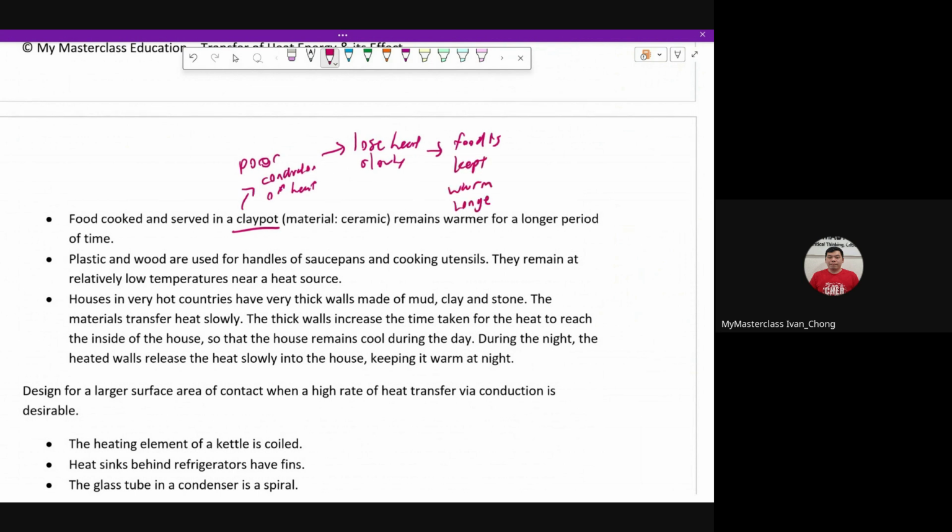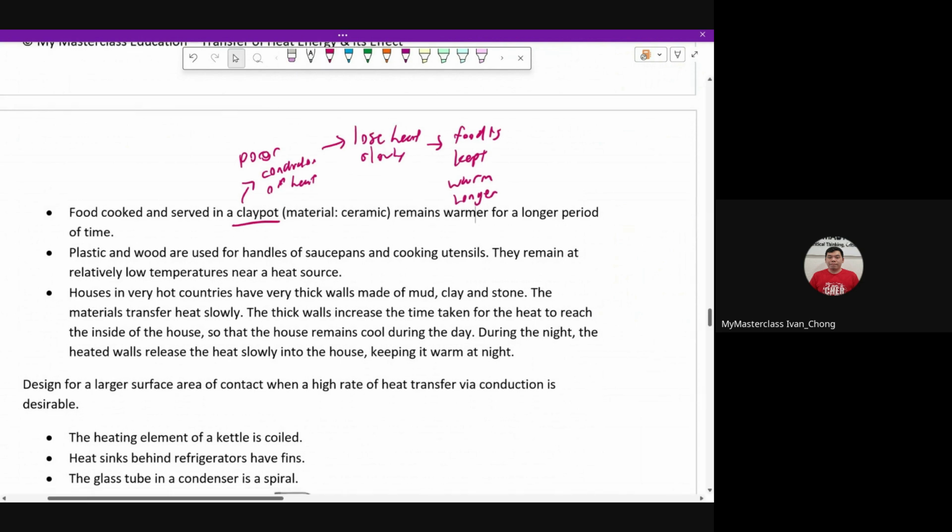Because it loses heat slowly, food is kept warm longer. Sometimes you see clay pot restaurants that cook clay pot dishes usually until quite a late time, because some people want to hang out at night, after midnight and so on. They are talking, but if you use clay pot to keep your food warm, you keep it warm for a very long period of time. So maybe when they talk for a few hours, the food will still be somewhat warm.